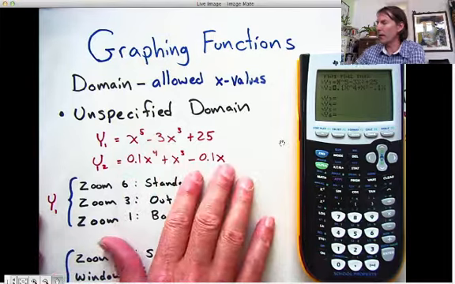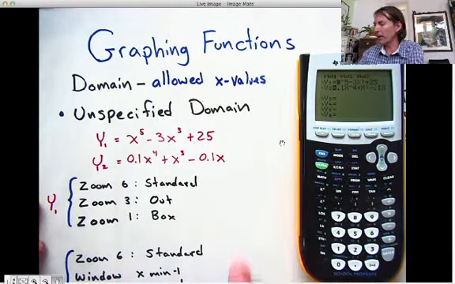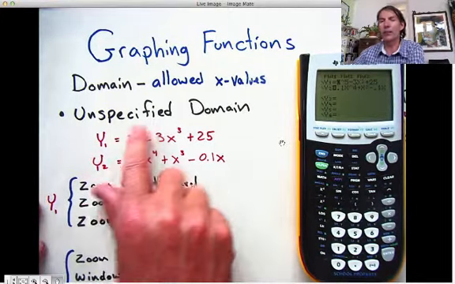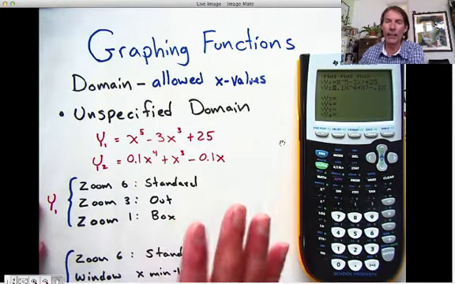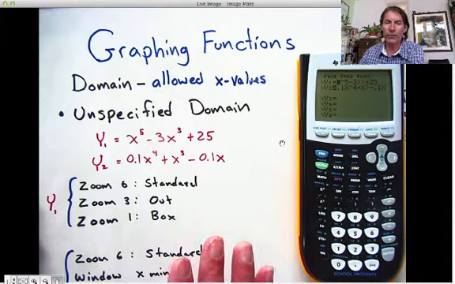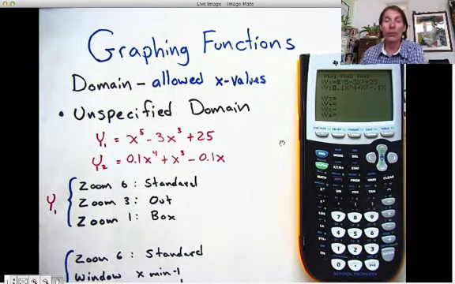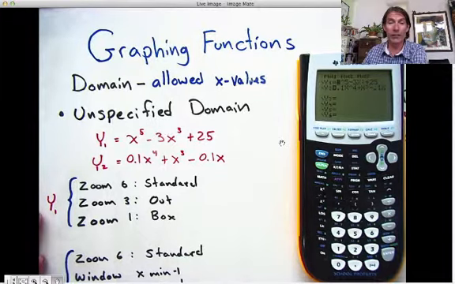So the first type of problem we're going to talk about is we want to graph a function with an unspecified domain. That means we don't have any idea what the x values are. So what do we do in that case? Okay, I have down here written some things that we're going to do for each of these functions.